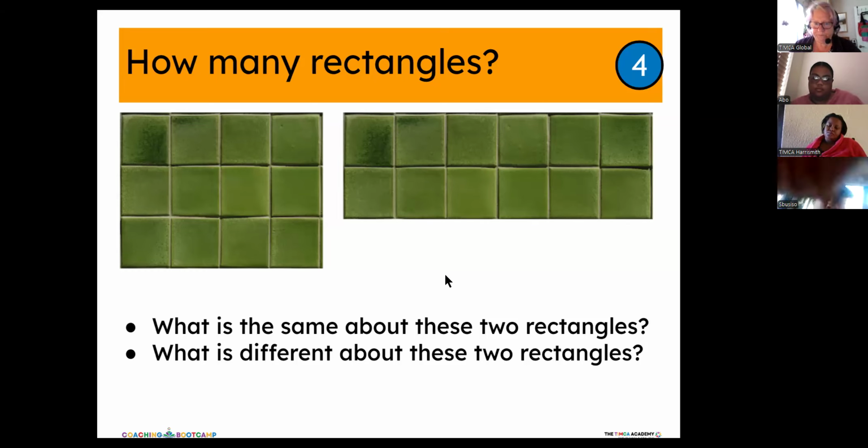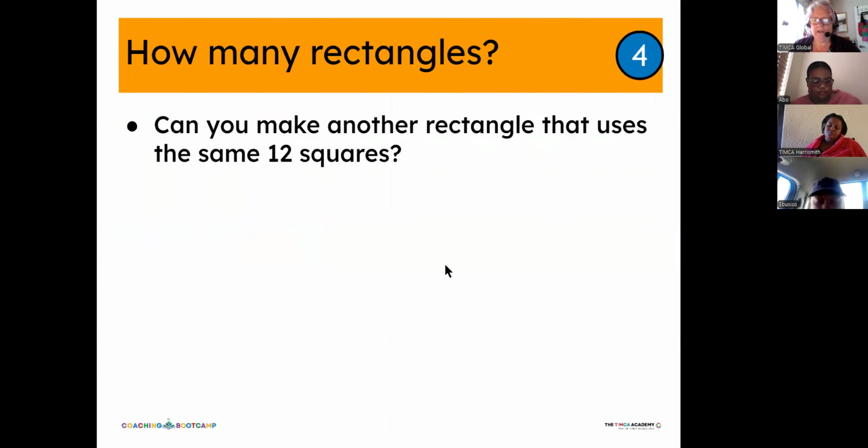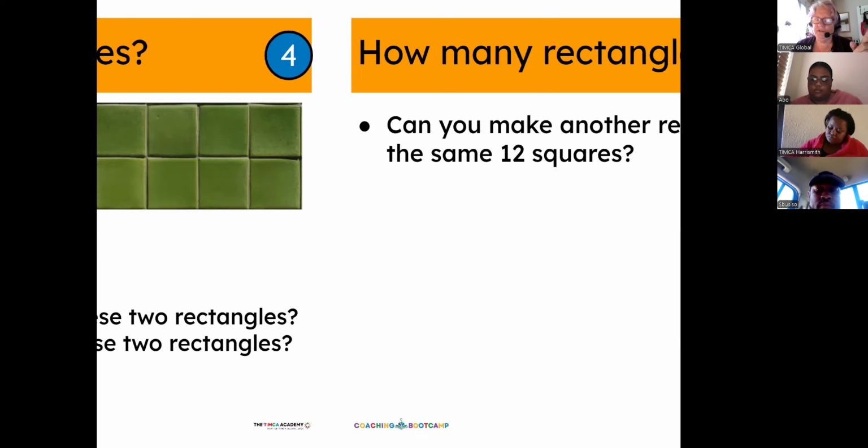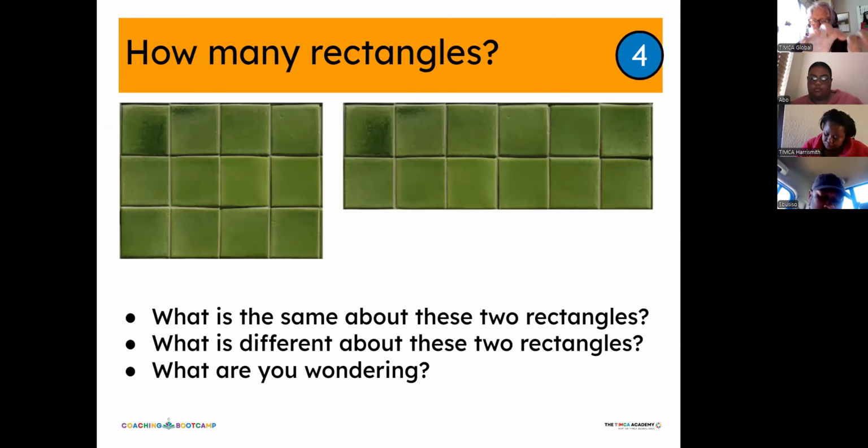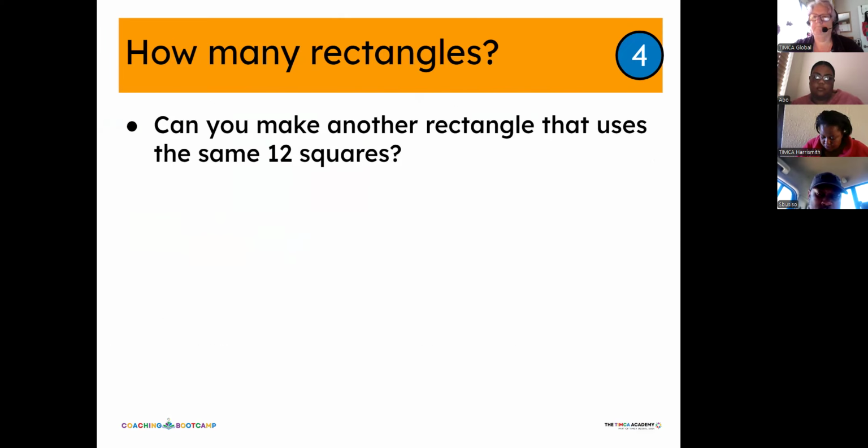So now we could say, can you make another rectangle that uses the same 12 squares? And it would need to be different to those two. So just think quickly about what you could do. You're still using the same 12 squares if they're all individual. Could you make a rectangle that looks different to those two? What would it look like?